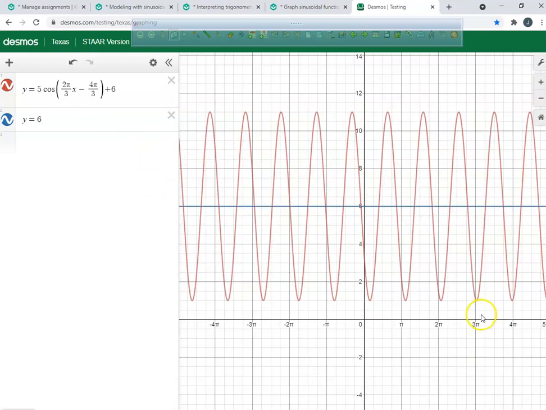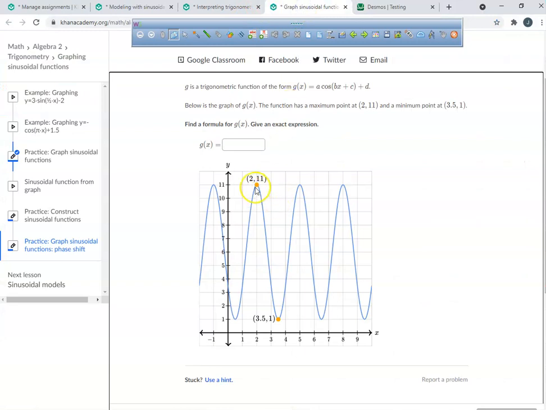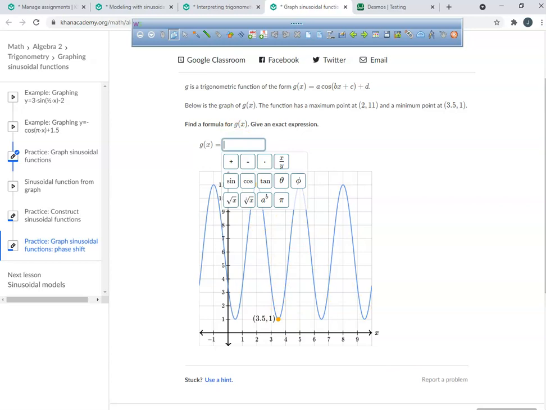So you're like, wow, that's so much going on. But look at, what does that say? 2.11. What does that say? 3.51. So that makes me feel really good about my answer now, because when I go back to there's the 2.11, there's the 3.51. So now I got to go over here and I got to type it in.